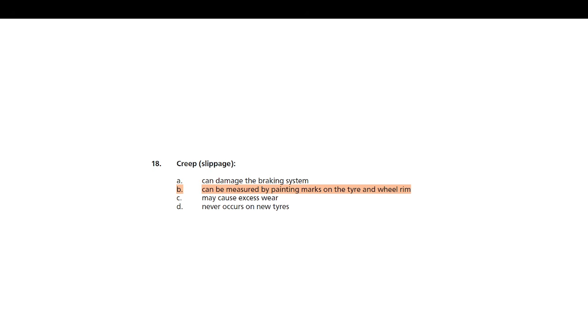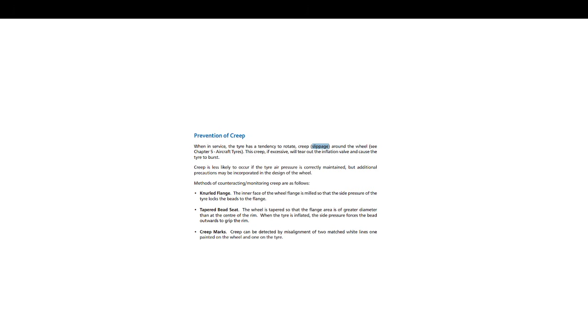What is creep? Slippage. Creep or slippage can be measured by painting marks on the tire and wheel rim. B is the correct answer. C. When in service, a tire has a tendency to rotate, creep, slippage around the wheel. This creep, if excessive, will tear out the inflation valve and cause the tire to burst. Creep is likely to occur if the tire pressure is not correctly maintained, but additional precautions may be incorporated in the design of the wheel.